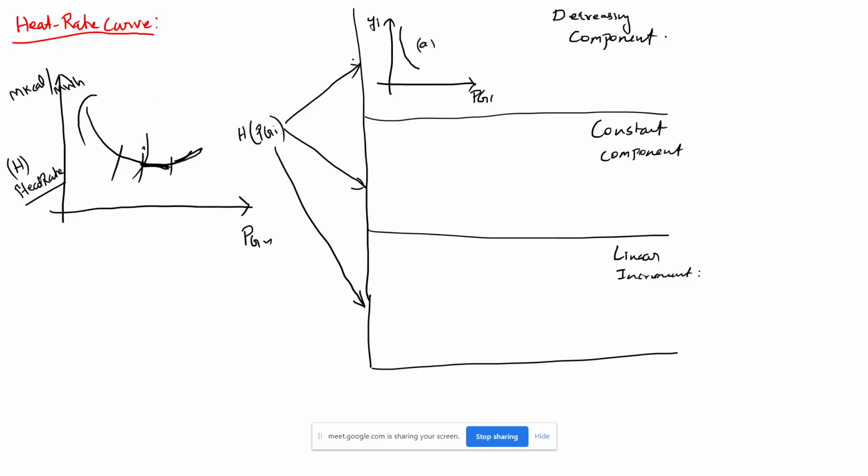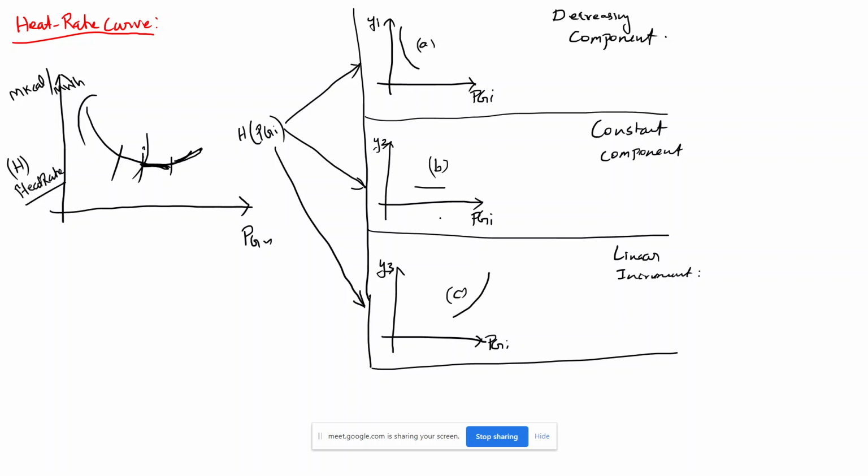This part is taken here, and then the constant part is something here. This is the constant part. Again this is PGI, let it be I for any, and this will be Y2, and I call this B. And then the third is the linear increment part, which goes linearly from year to year. I will call this C, and again this is PGI, and this is Y3.